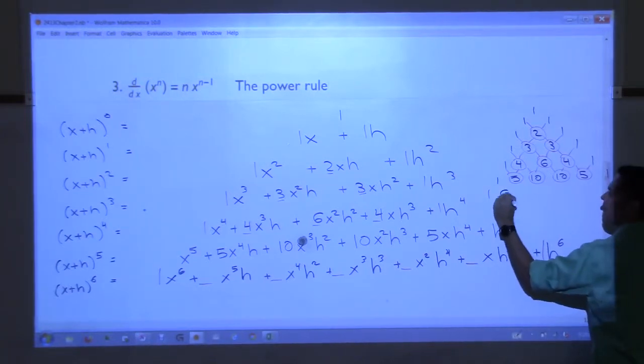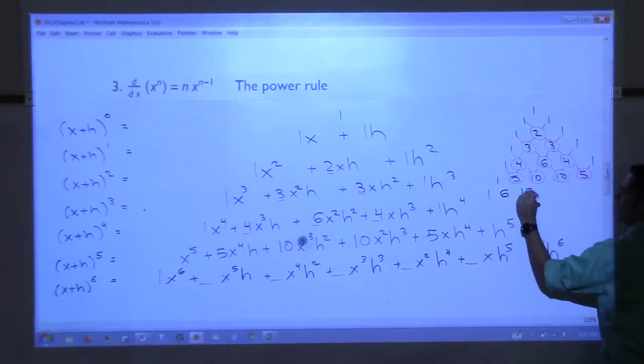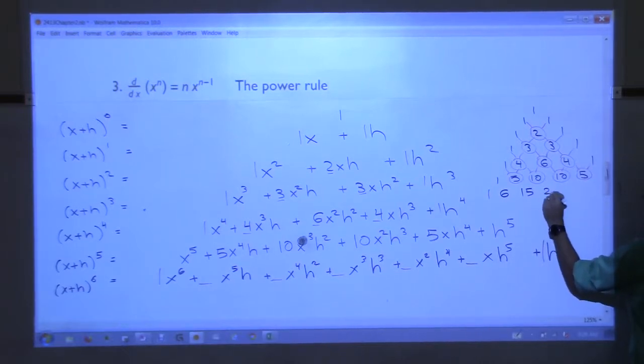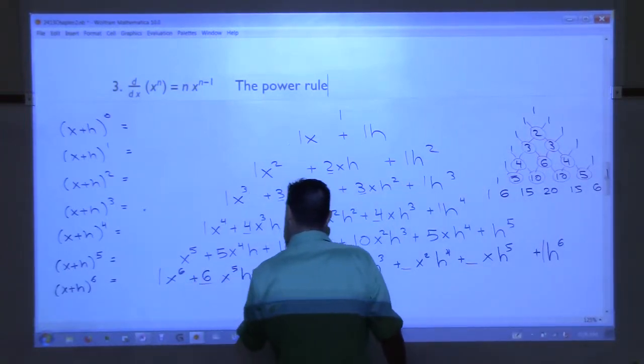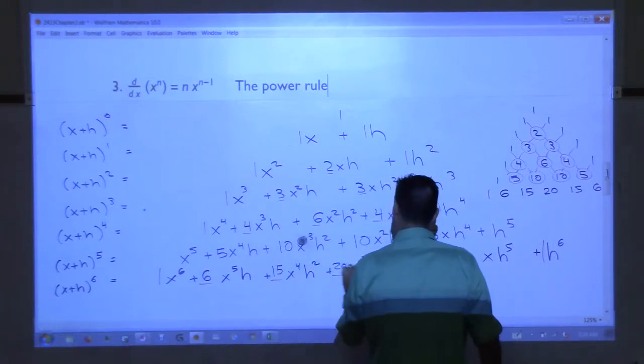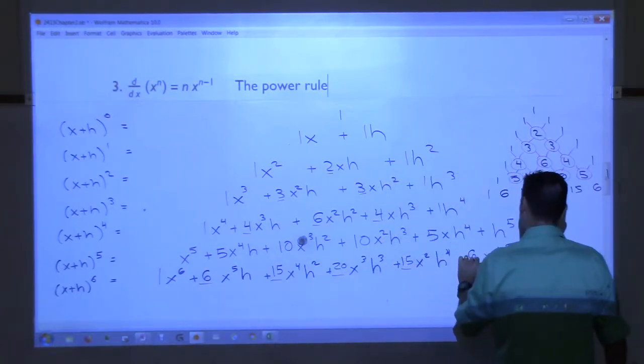6 here. 15. 20. 15. 6. And then the 1. So those are my coefficients. Hold on just a second. 6, 15, 20, 15, 6, and 1.